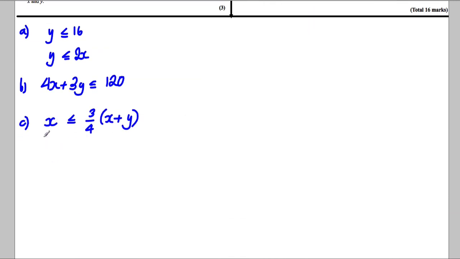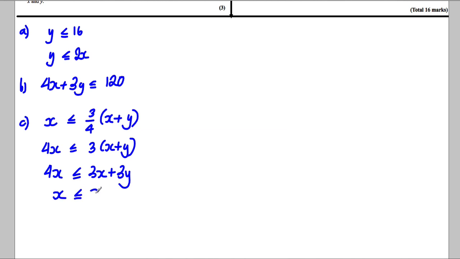So multiply everything by 4, so that we'd have 4x is less than or equal to 3x add y. Multiply out the brackets, 4x less than or equal to 3x add 3y. And collect everything, let's say on one side. Let's subtract 3x from both sides, so x is less than or equal to 3y.